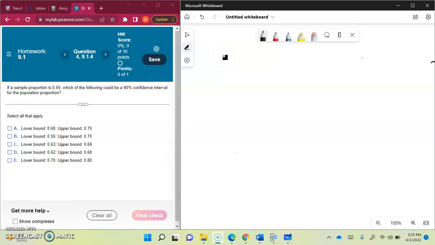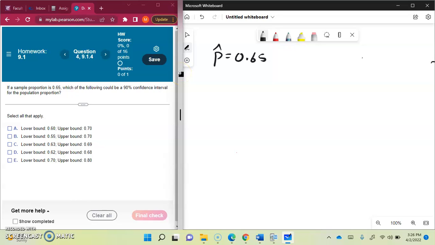Okay, I wanted to help you guys with this question. This is 9.1, question number 4. It was a conceptual question. We did this concept in class, but you just needed to know how to apply this here. If a sample proportion is 0.65, so it's given that P cap is 0.65, which of the following could be a 90% confidence interval for the population proportion?